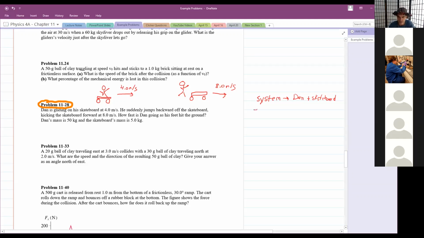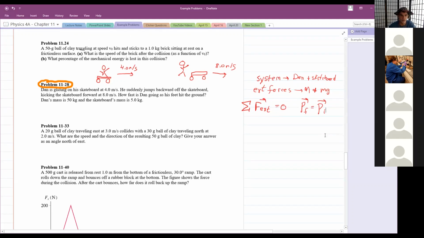Now, I do have external forces, and those external forces, again, would be the normal force and gravity, but the normal force and the force of gravity in this case are going to be equal because the acceleration in the y direction is 0. So I can say that the sum of the external forces is 0, which means my final momentum is going to equal my initial momentum. And again, if I have two objects, momentum is just the momentum of one object plus the momentum of the second object.